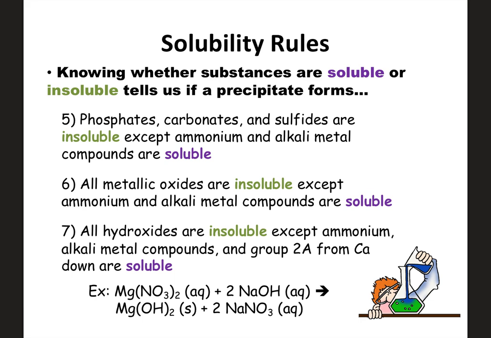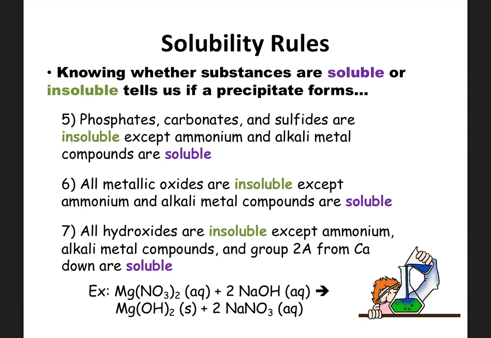Basically, you can't have a rule like Rule 5 breaking Rule 1. Okay, so if you remember, Rule 1 said that all ammonium and alkali metal compounds are soluble. So these rules work together here. All right, so typically phosphates, carbonates, and sulfides are going to be insoluble, except if you have ammonium with them or one of those alkali metals in the far left column. They're always going to be soluble.